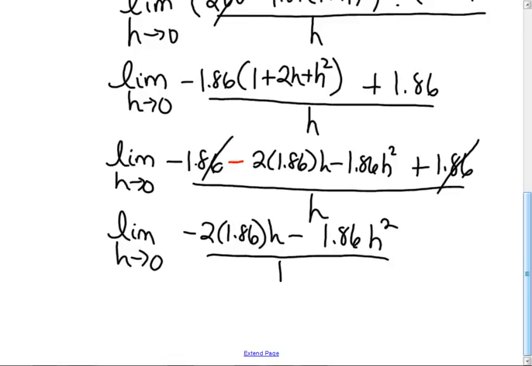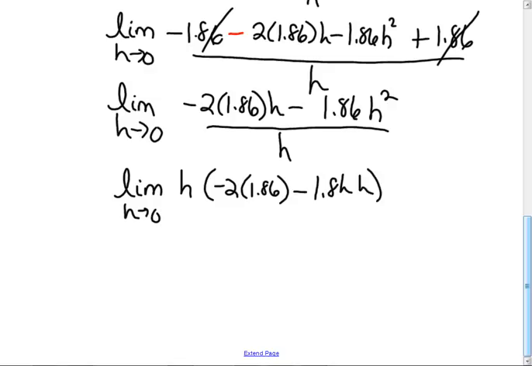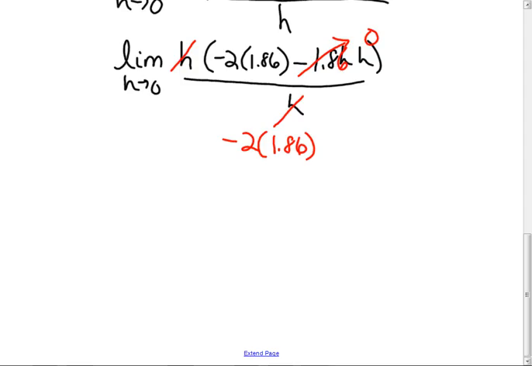Should be getting tedious by now, right? Because, what are you going to do? You're going to factor out the h, and then let h go to 0. Negative 2 times 1.86 minus 1.86 h all over h. And the h's will cancel out. And what happens to this 1.86 h over here? Goes to 0. And my answer is a negative 2 times 1.86. Is that acceptable on the exam? Yes. I wouldn't bother trying to multiply it out because I'll probably do it wrong. I don't want to get it wrong.